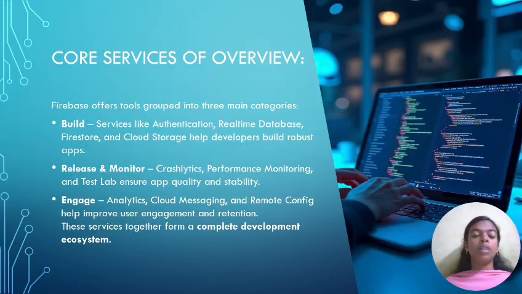Next is release and monitor. Here we have tools like Crashlytics, performance monitoring, and test lab. These help us to test our app, fix the crashes, and keep track of performance after releasing it. So next is Engage. This includes tools like cloud messaging, analytics, and remote config. These are used to send notifications, understand user behavior, and keep the users active.